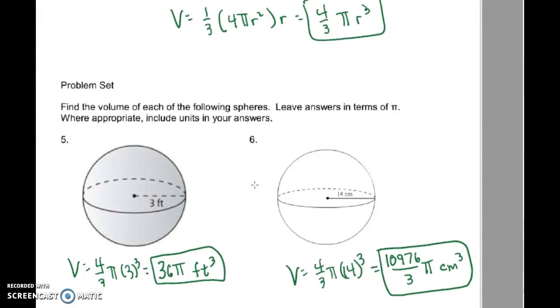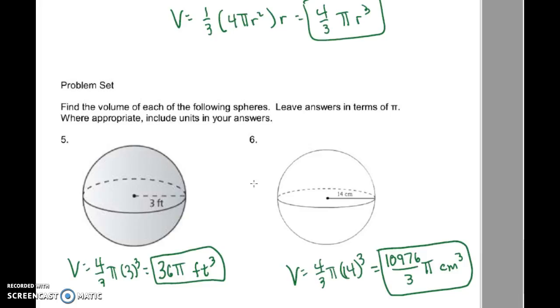So on these problems, we'll just run through one or two real quick because I think they're pretty straightforward. We're going to find the volume of these spheres. And when we find our answer, we're going to leave our answer in terms of pi. And where appropriate, we're going to include units in our answer. Nice thing is if the radius is a multiple of 3, we know that we're going to get a really nice number for our final answer.